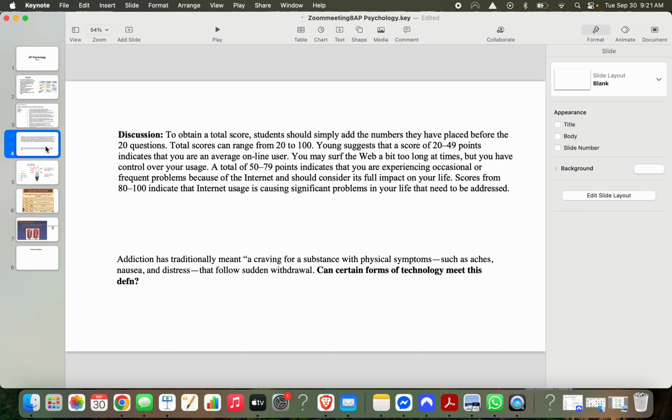You learned last week that addiction is typically defined as a craving for a substance with physical symptoms such as aches, nausea, and distress that are followed by withdrawal. So do you think we can define addiction to technology in this way? I'm interested to see what you'll say on the discussion forum.